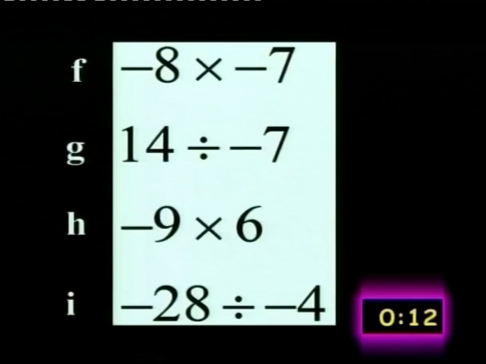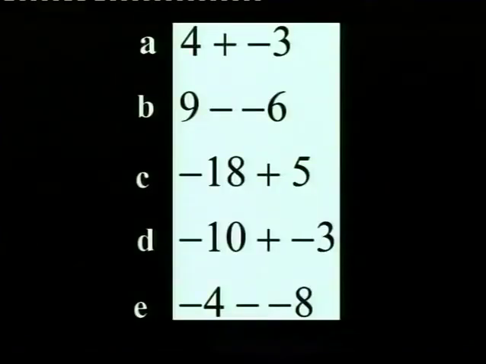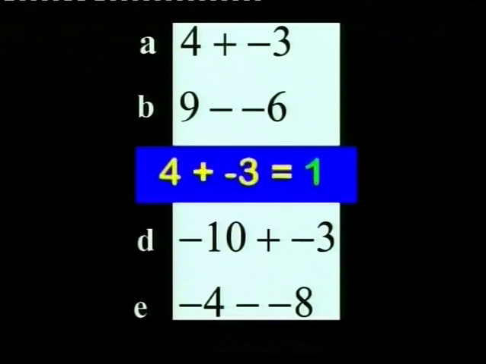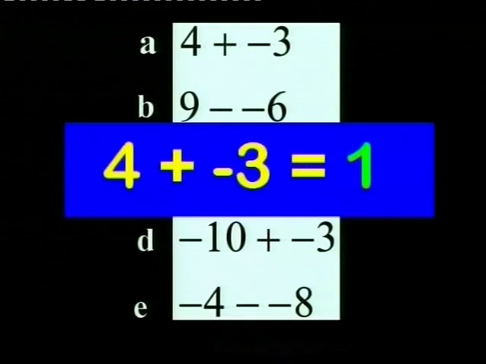Okay, 8s and receiving students, we're going to correct our answers now. All right, we'll start off with A. 4 plus negative 3, what's our answer? Okay, 4 plus negative 3 is equal to 1, because you're adding a positive and a negative number.